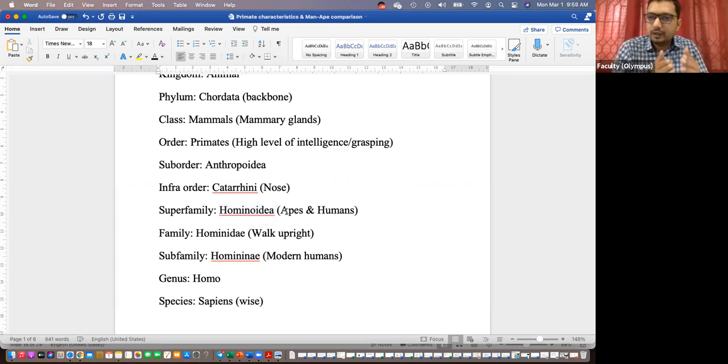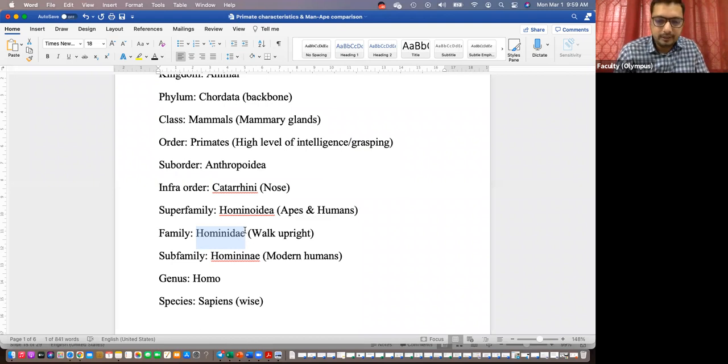Hominoidea, where we are diverging from the other monkeys. Where apes and humans are put together in the Hominoidea superfamily. And then you're becoming more specialized with the family Hominidae. You're placed into the Hominidae family where we walk upright. So humans are placed into this. All ancestral humans, archaic humans are all part of this.